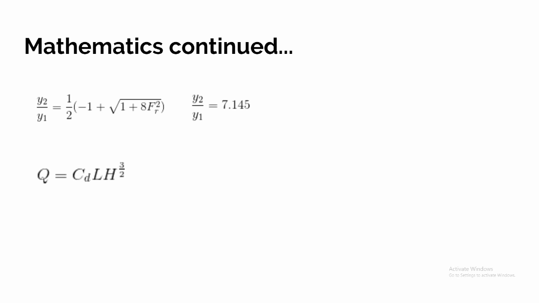This equation means that the flow rate is equal to the discharge coefficient multiplied by the length of the weir across the water multiplied by the height over the weir to the 3/2, which gave us our discharge coefficient of 0.699.